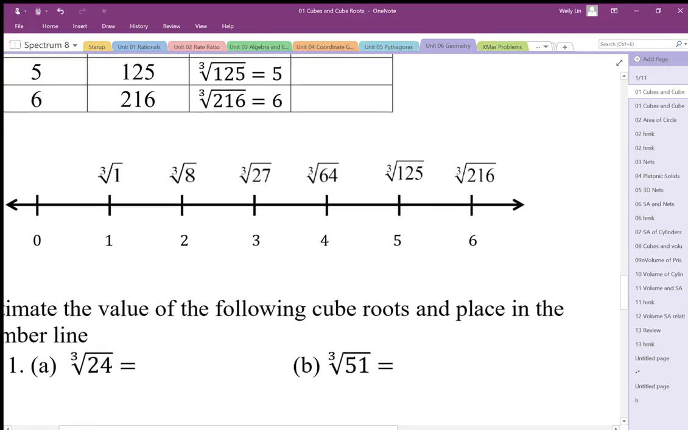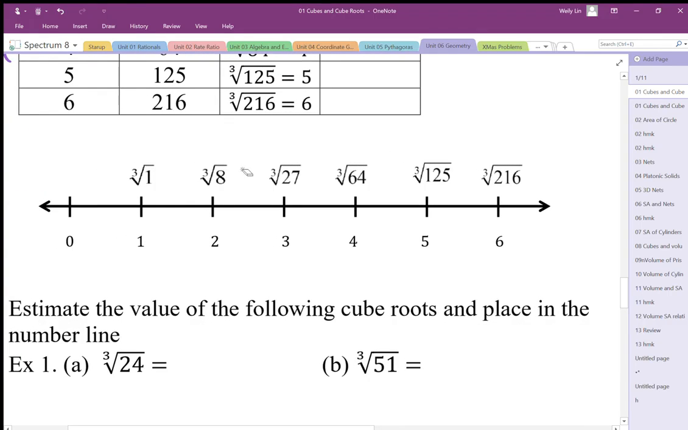So I put these on a number line. On the top is the cube root scale. Along the bottom is the whole number scale. So if I want to know where the cube root of 24 is, well, I know that it's got to be bigger than the cube root of 8.